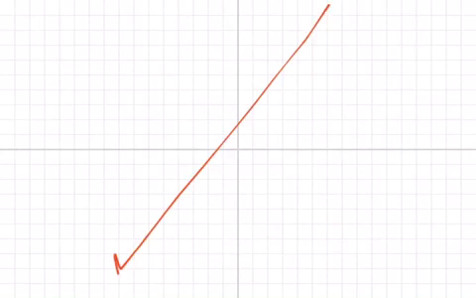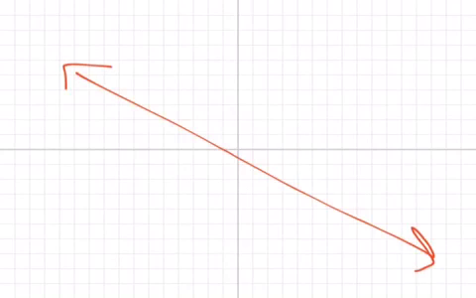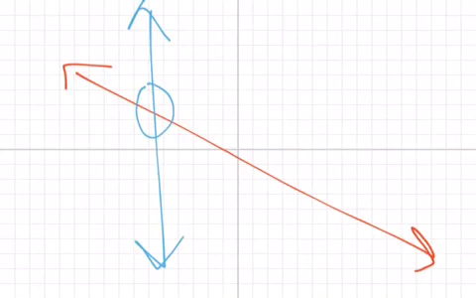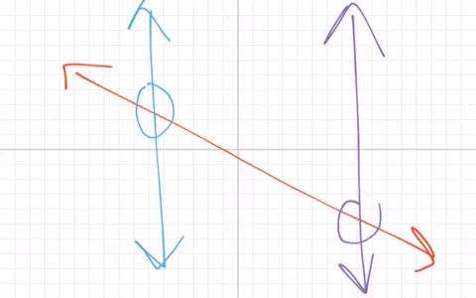Let's do one more. What if we have a line that looks like this? Okay, you're given this line on a graph. Let's do a vertical line test. Oh, hits in one spot. Let's check it again. One more vertical line. Hits only in one spot. So this is a function.